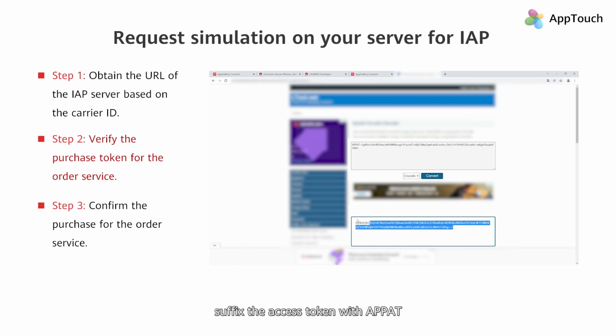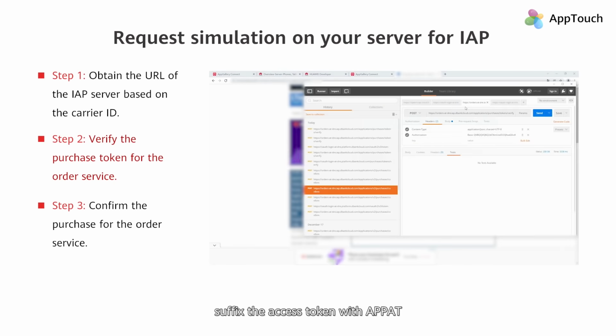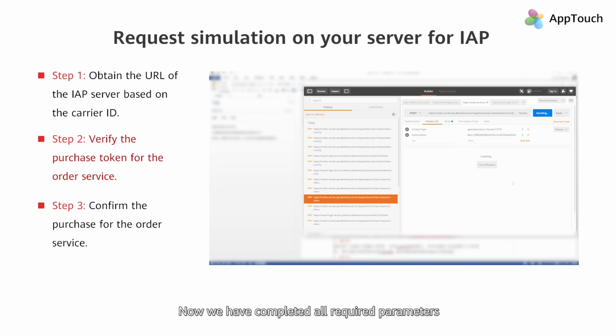First of all, suffix the access token with app.at. Then, encode it using base64 with any base64 encoding tool. Lastly, add basic in front of the encoded data as the final value of the authorization parameter. The process seems a little bit complicated, but it is for security purposes. Now we have completed all required parameters for calling the API.